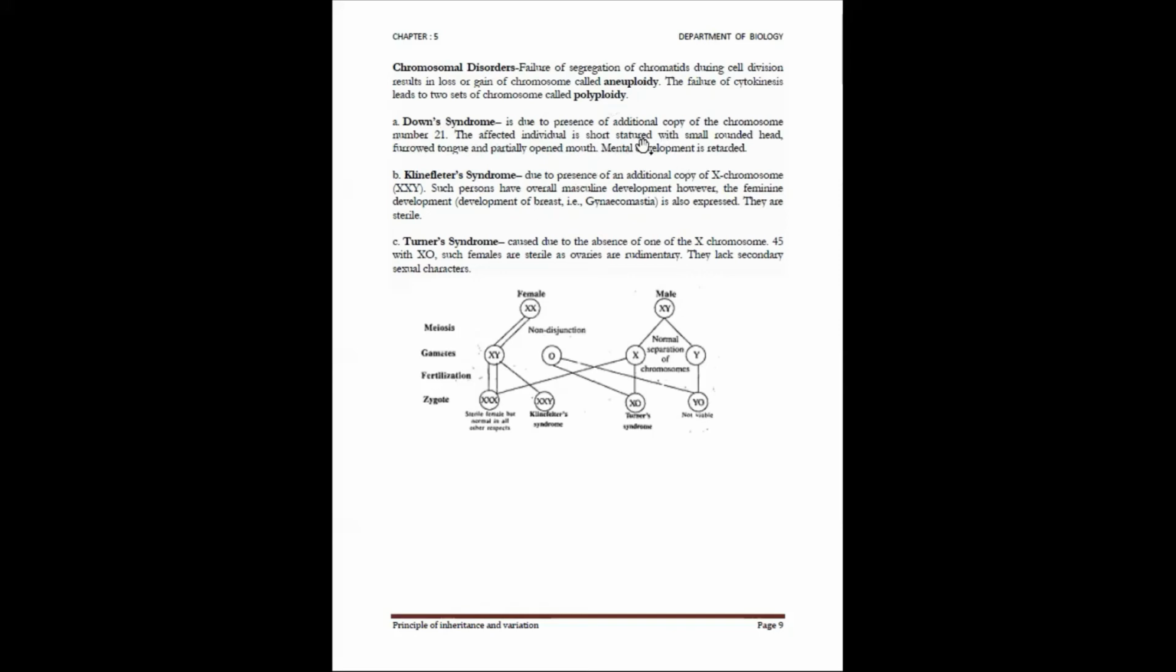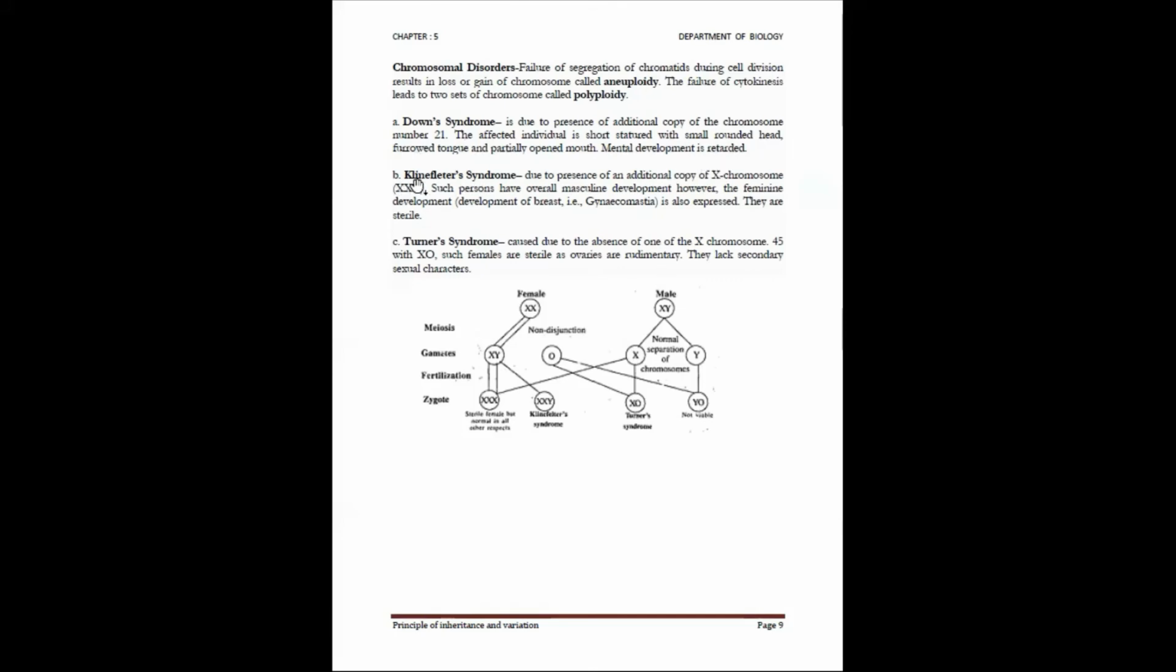And then you have to always write the effects of it. So what are the effects on the individual? It can be short-statured, small round head, furrowed tongue, partially open mouth, and mental development is retarded. So all these points you have to include.